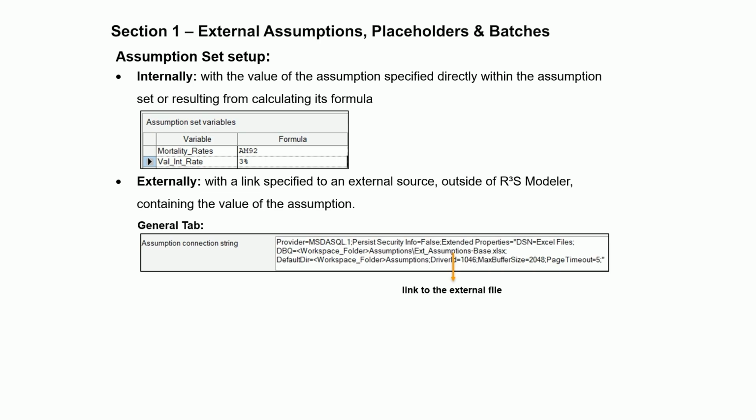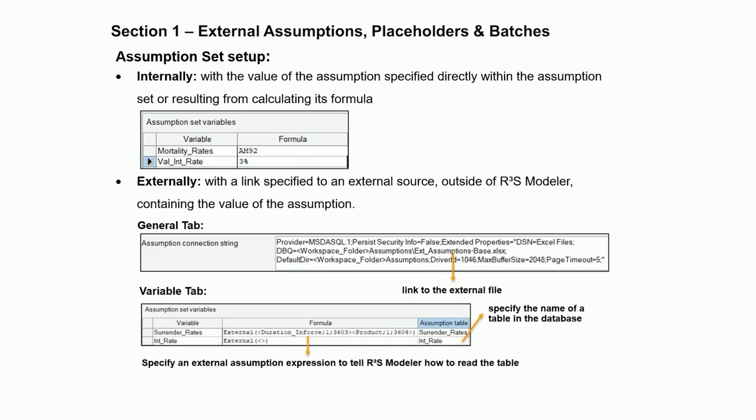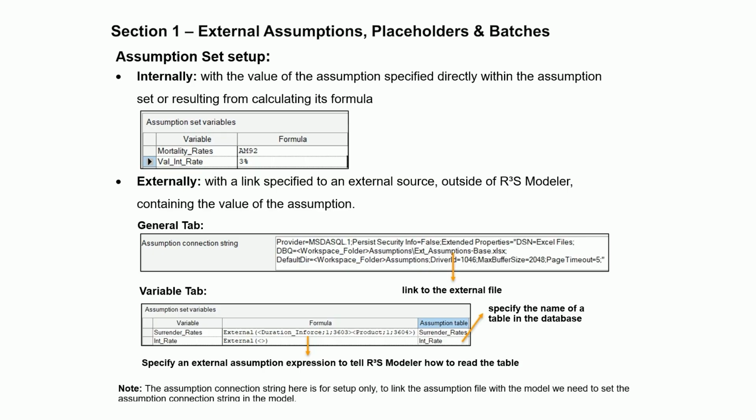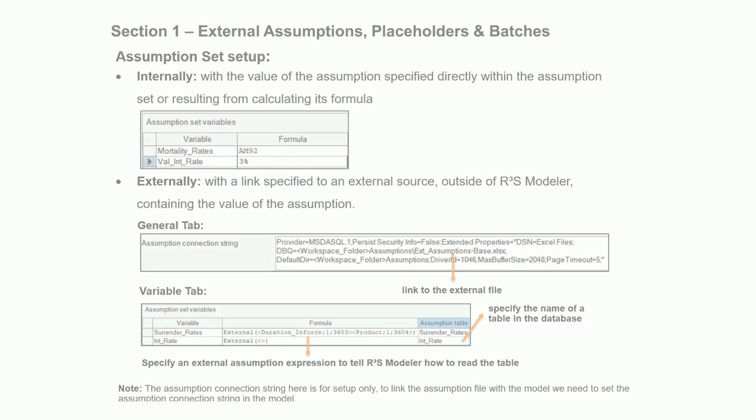We will set the assumption connection string to link to the external assumption file in the General tab. Then, in the Variable tab, we will specify the corresponding name of the table, in the database in the Assumption Table property, and specify an external assumption expression to tell Modeler how to read the table. Note that the assumption connection string here is for setup only. To link the assumption file to the model, we need to set the assumption connection string in the model.